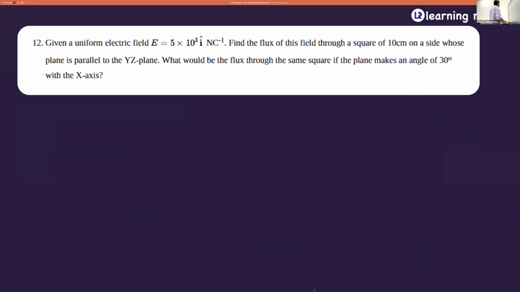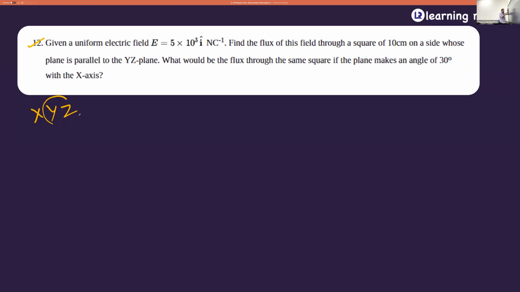So what about this one, the 12th one? Given a uniform electric field of 5 into 10 power 3 i cap Newton per Coulomb, find the flux of this field through a square of 10 centimeter whose plane is parallel to the YZ plane. So when the plane is parallel to the YZ plane, what is going to happen to the areal vector? What is the direction of the areal vector? This I already told you. So you need to take the XYZ space.